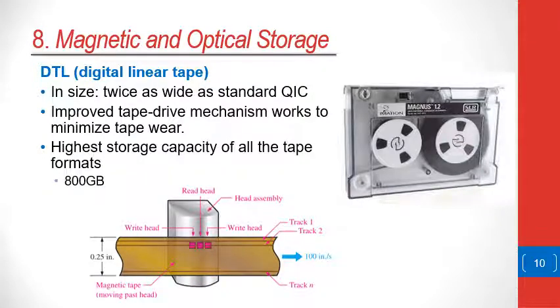Another type is the DLT, which is the digital linear tape. In appearance it looks the same, but in capacity it's twice as much as the QIC. It has an improved tape drive mechanism which reduces the wear of the tape. As you can imagine, the tape brushes across the head assembly every time you are reading or writing, which means the tape eventually wears out. So the DLT is an improvement on the QIC, designed to reduce that wear. The highest storage capacity of this tape is around 800 gigabytes.